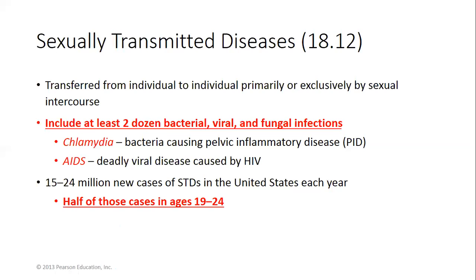AIDS, acquired immunodeficiency syndrome, is basically a deadly viral disease caused by HIV. There are 15 to 24 million new cases of STDs in the United States each year, and half of those cases are in ages 19 to 24.